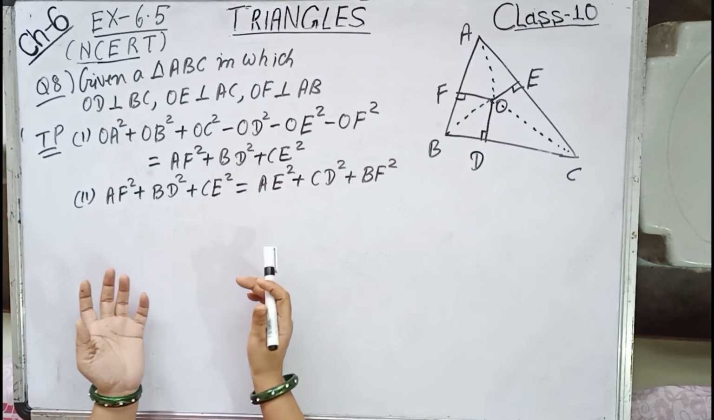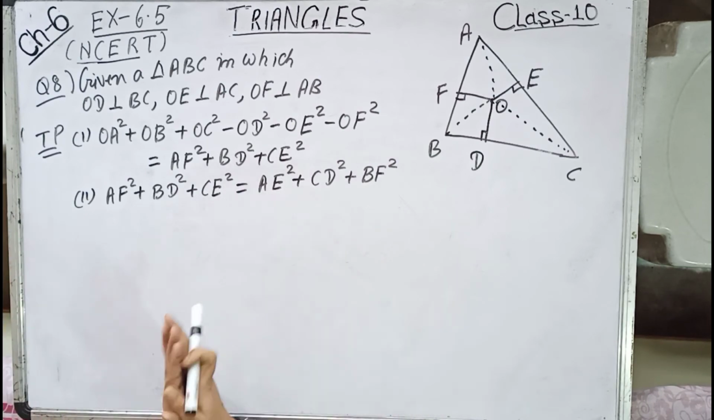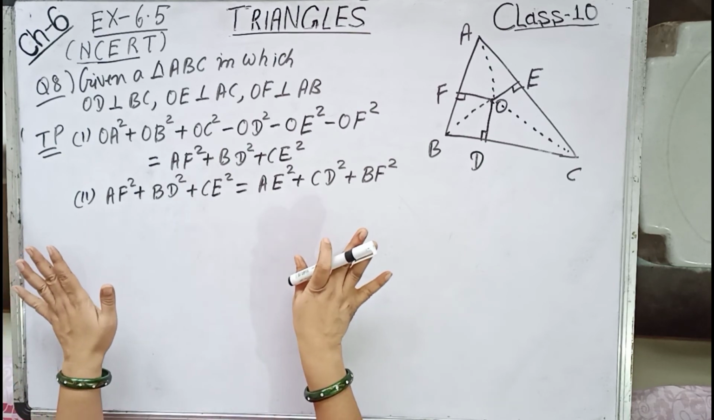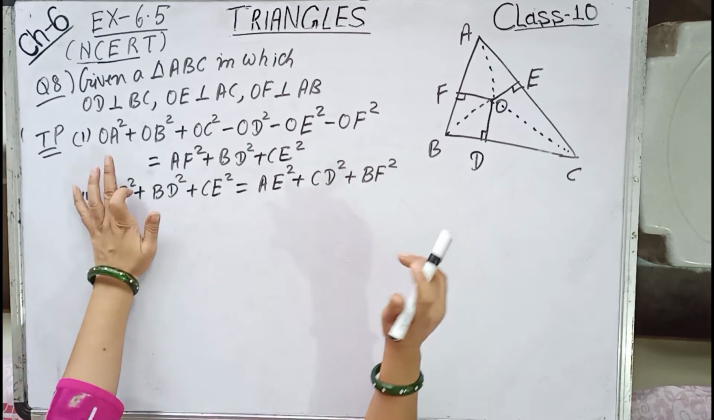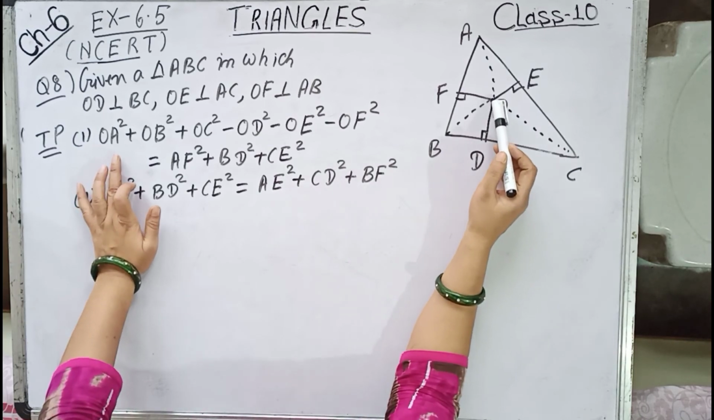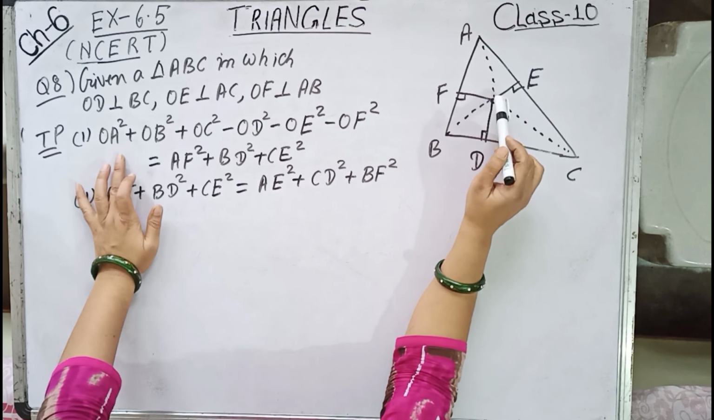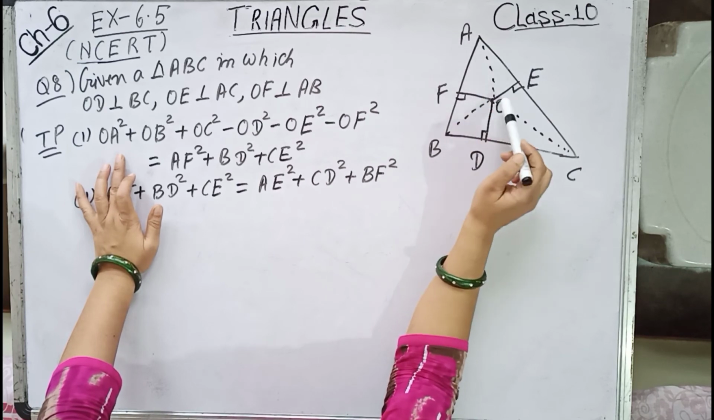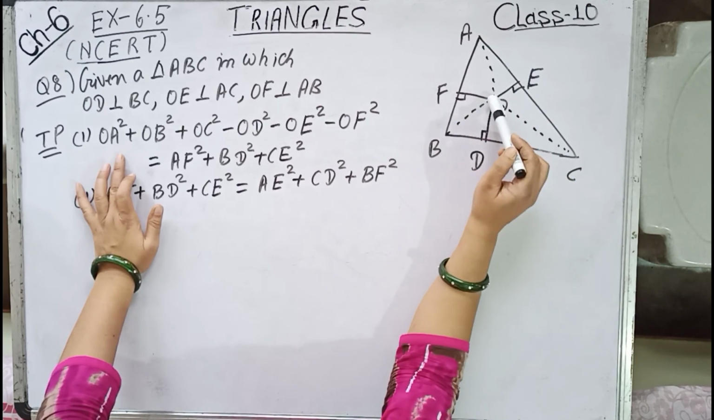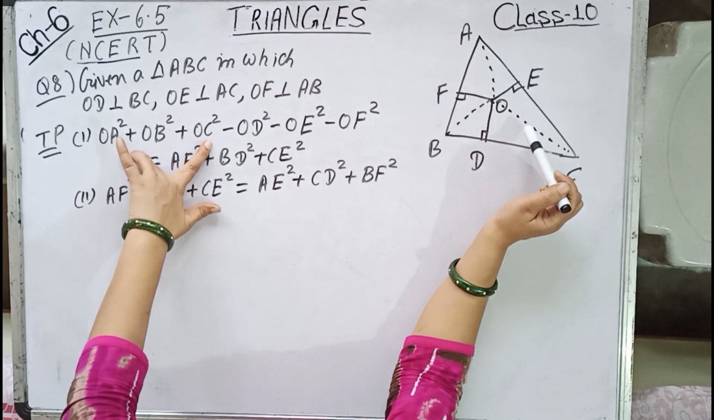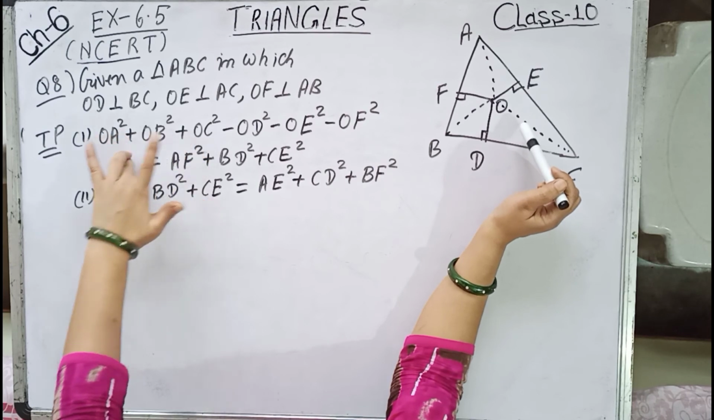Now by seeing this, at one time you can think, oh God, how will I do? But children, please now think. We will join from O to A, B and C so that I can get OA, OB and OC, because OA, OB and OC are there in the required to prove part.